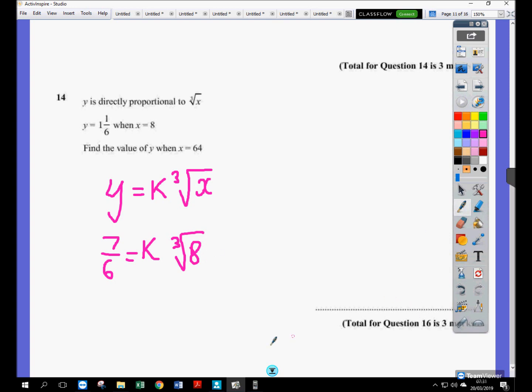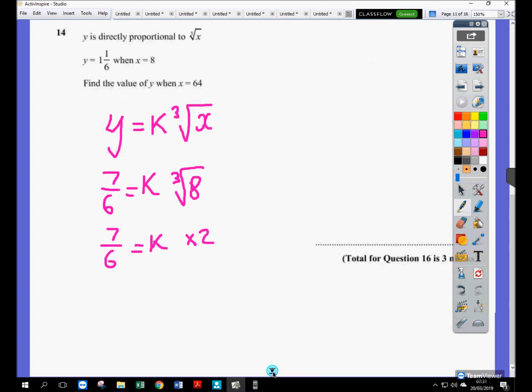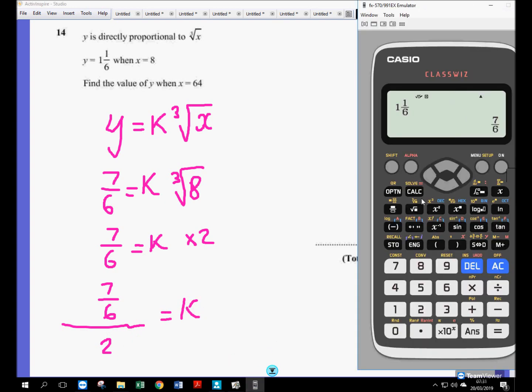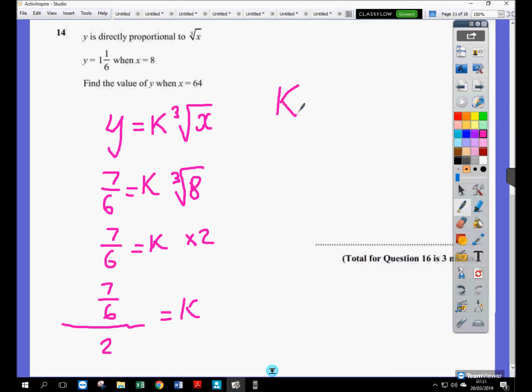I need to work out what k is now. So 7 over 6 equals k multiplied by 2. If I divide 7 over 6 by 2 and type that in the calculator, that will work out k. 7 over 6 divided by 2 is 7/12. So k is 7/12. That means the new equation with my value of k substituted is y equals 7/12 cube root of x. Sometimes if it asks me for a formula, that's where I end.